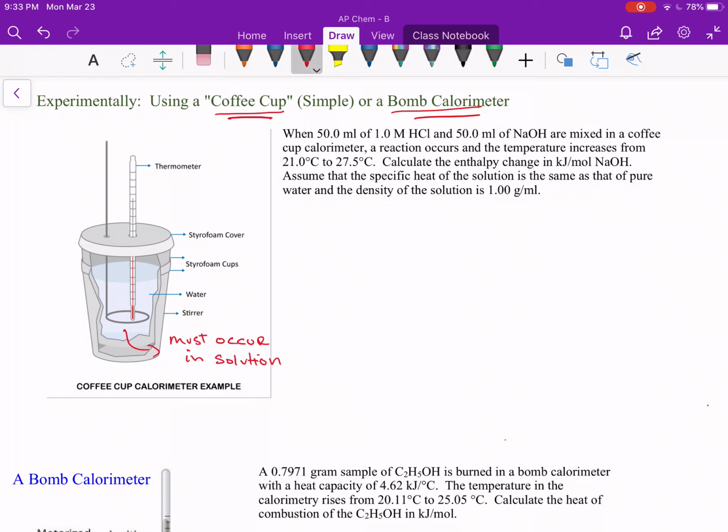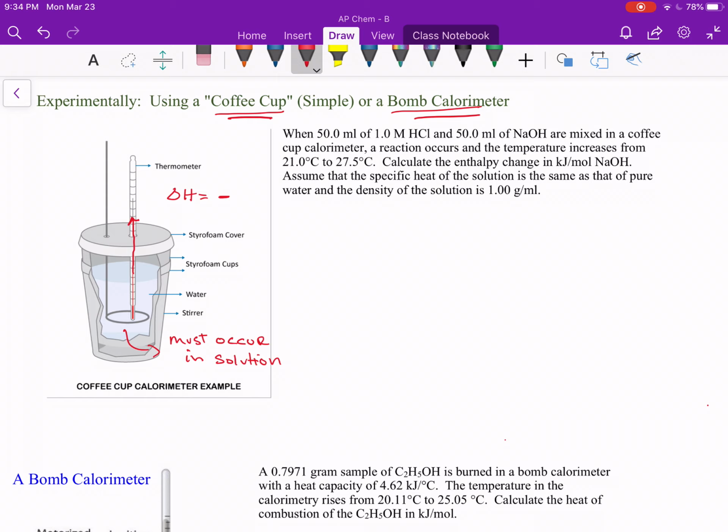And so if the temperature of the water goes up, what we can see is that it's gaining heat. If the temperature goes up, delta H will be negative, because that means that it's exothermic.